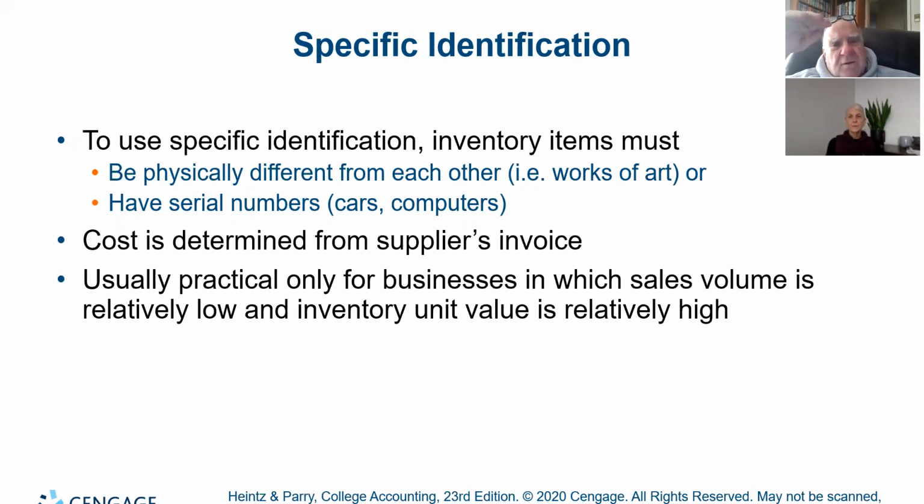They would tell you, of the sales of 300 this month, 100 came out of the beginning inventory, 150 came out of the next level, and then another 100 out of the third. And I'll show you this in a moment. It's usually practical to use specific ID only for businesses in which sales volume is low and inventory unit value is relatively high. Specific ID, the big hitters, okay?